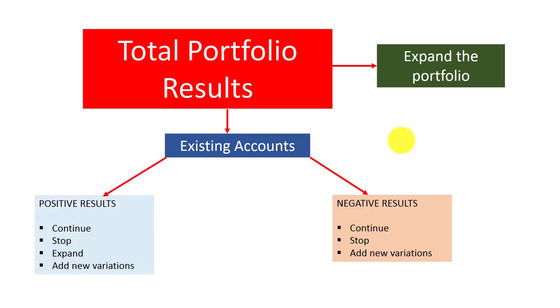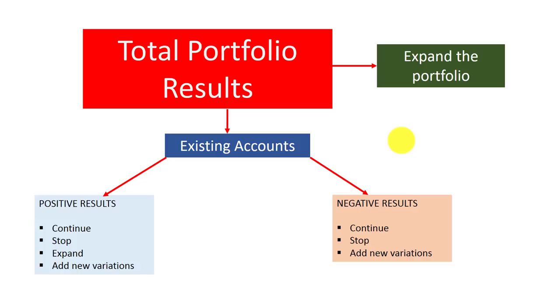So here's a picture of what is happening right now. We're looking at the total portfolio results, and we're looking at the existing accounts, and we are sorting them into positive results and negative results. And for the negative results, we've got to decide, are we going to continue those negative results? Are they just because of the market phase that's happening? Are we going to stop them completely, or are we going to add new variations to the settings or the results? On the positive side, are we going to continue the positive results?